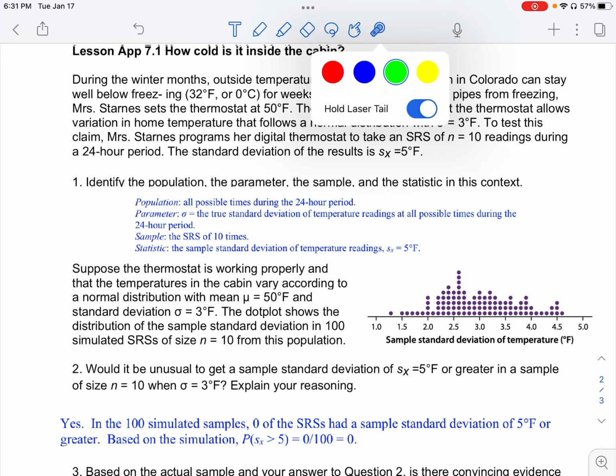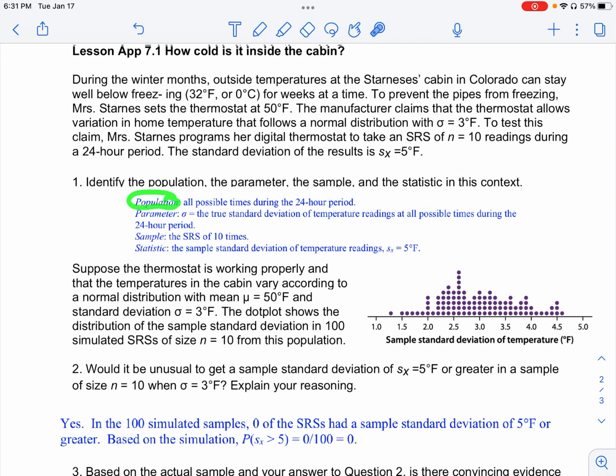The population is all the possible times during a 24-hour period, okay? Because he set it to a 24-hour period. The parameter is sigma, which is the true standard deviation of the temperatures at all possible times, okay? They're claiming that this is 3 degrees Fahrenheit.